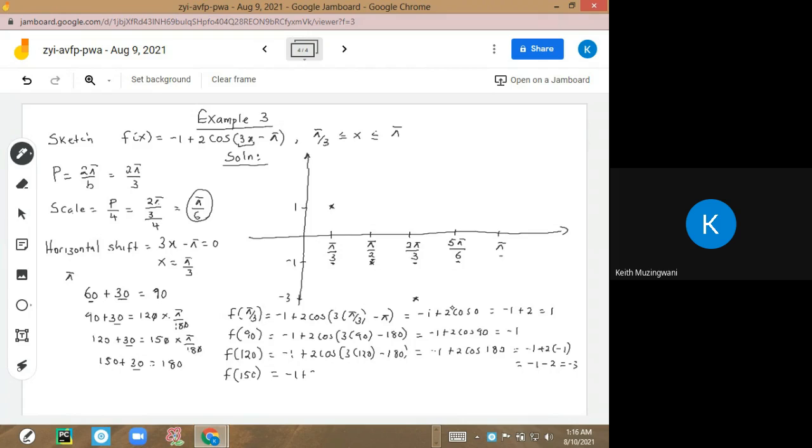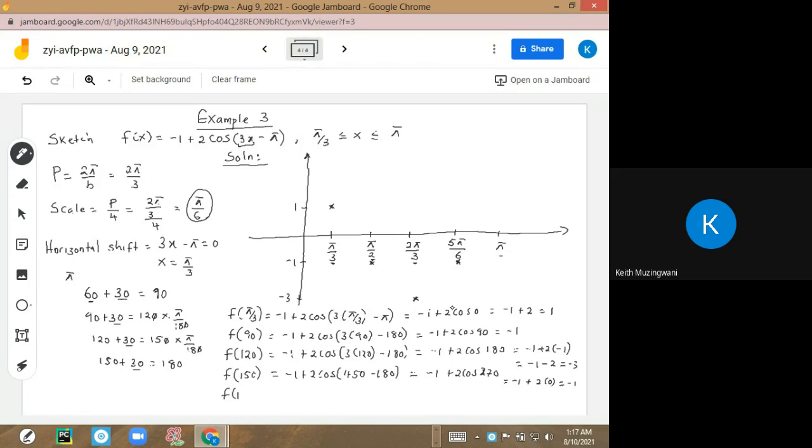Then we go to f of 150. That is negative 1 plus 2 cosine of 3 times 150. That's 450 minus 180, giving us negative 1 plus 2 cosine 270. But cos 270 is 0. So we obtain negative 1. So we have negative 1 here.